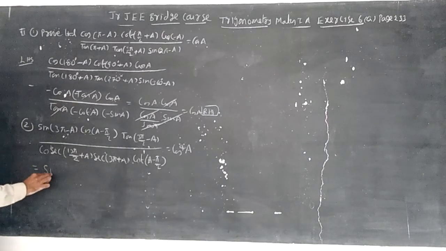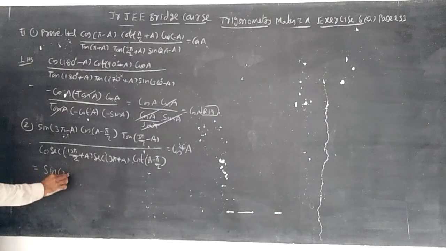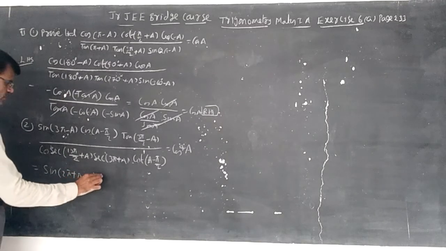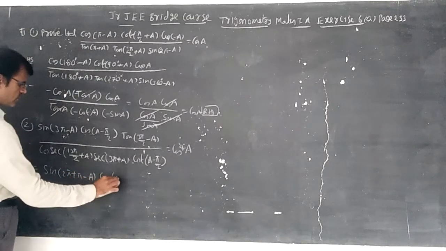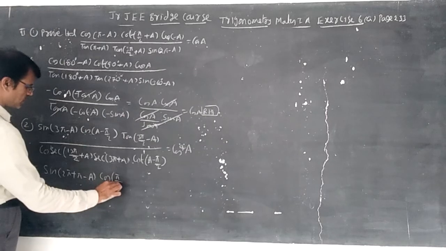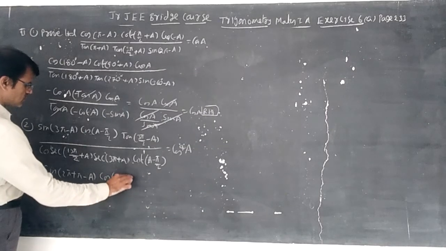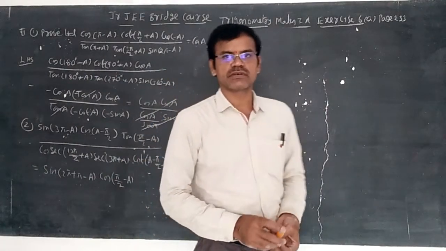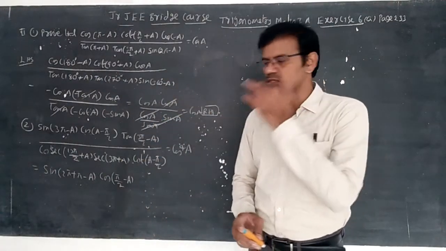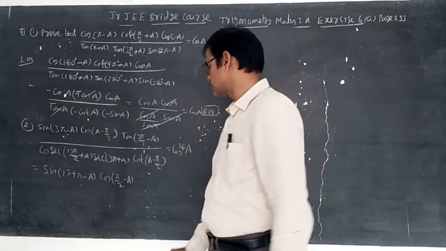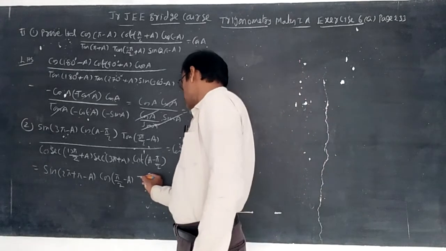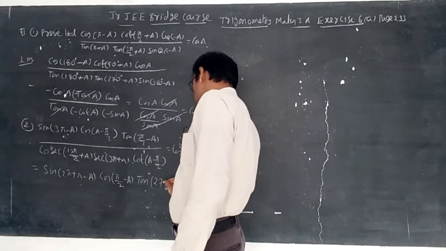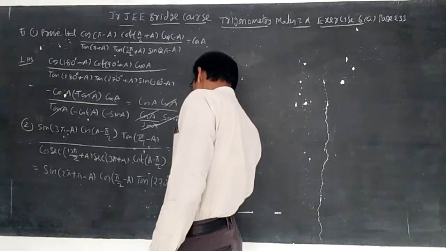We can convert this one as sin of 2 pi plus pi minus A. 2 pi is nothing but 0, into cos of pi by 2 minus A. Students, minus taken common. We know that cos of minus theta is equal to cos theta only, not minus. That is why you can write directly. Next one, tan of 3 pi by 2 minus A, which means 270 minus A.